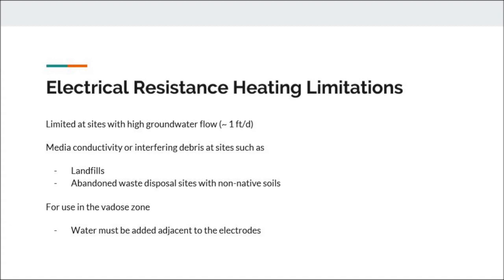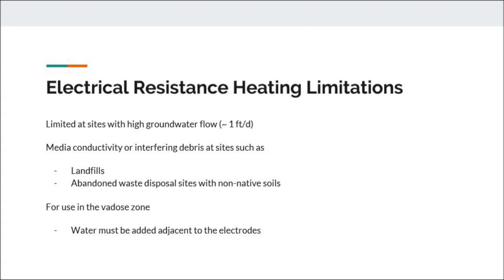Some of the limitations with electrical resistance heating include sites with high groundwater flow, typically around 1 foot per day. This deals with the fact that it's good with sites with low permeability. Generally those sites do not have high groundwater flow, and highly permeable sites will have high groundwater flow. In the case of high groundwater flow, it'll actually act as a continuous heat sink where the required subsurface temperature needed for treatment cannot easily be reached. To still implement electrical resistance heating in conditions like this, a groundwater diversion may need to be created, such as grouting.